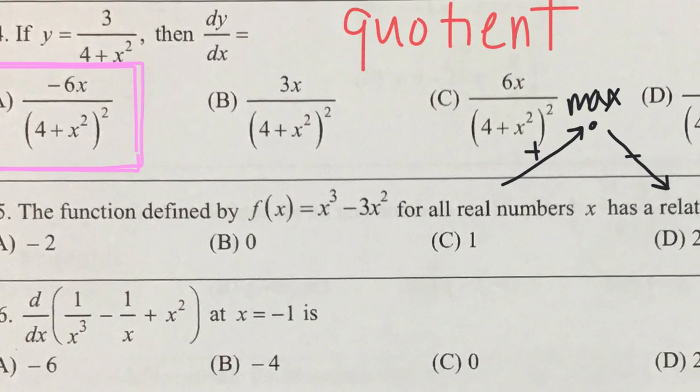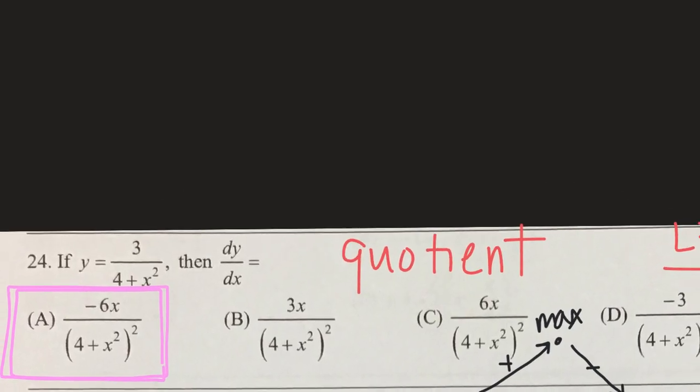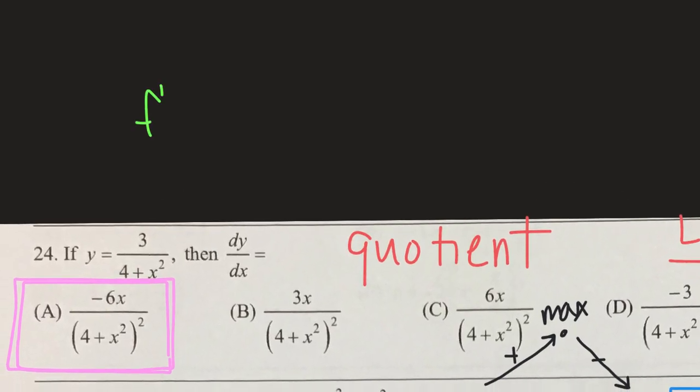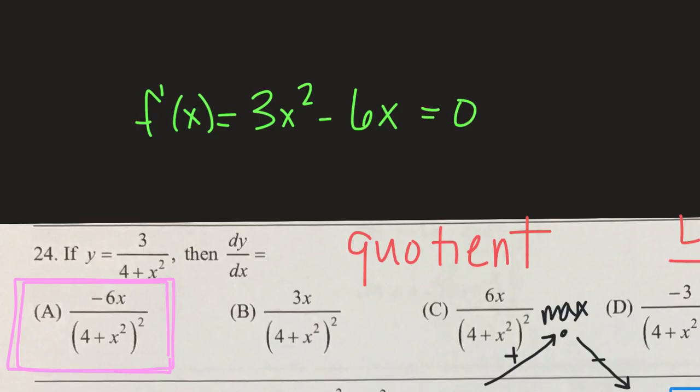Let's see, let's go up here. X to the third minus 3x squared. So f prime is 3x squared minus 6x. And I want to know when is that equal to 0. Okay? So this is not a true quadratic, but it's still factorable, right? There are common factors, common multipliers, and those are 3x and x minus 2.